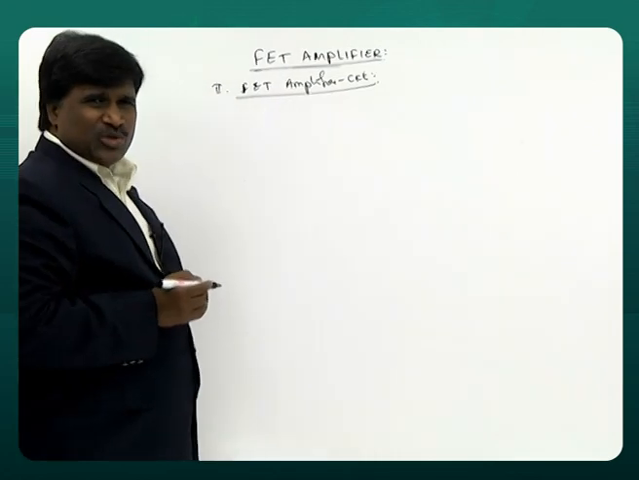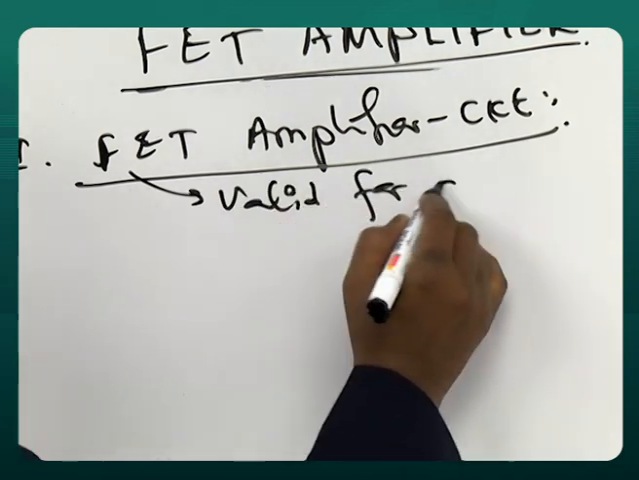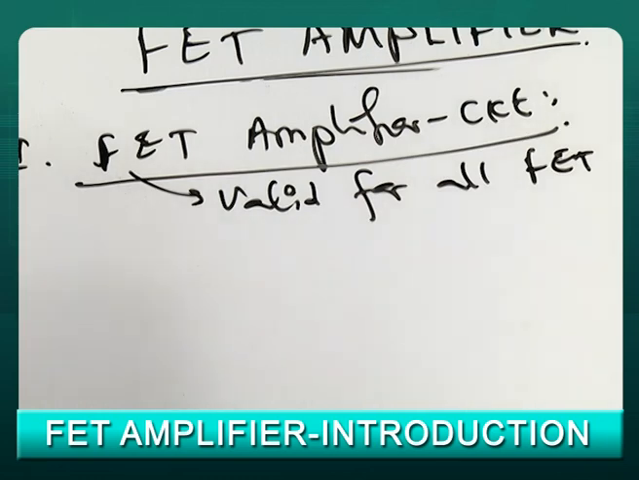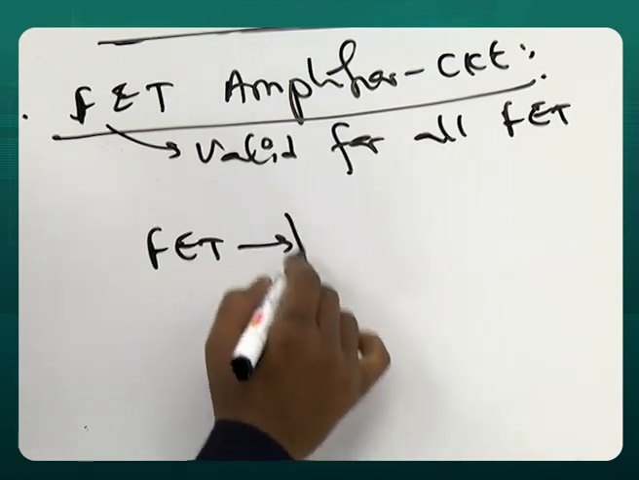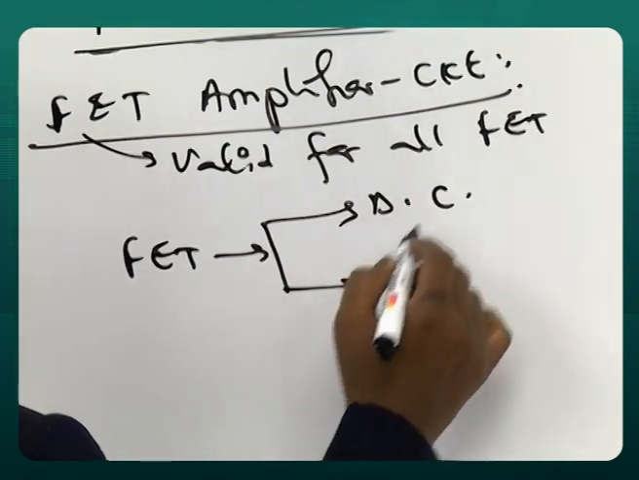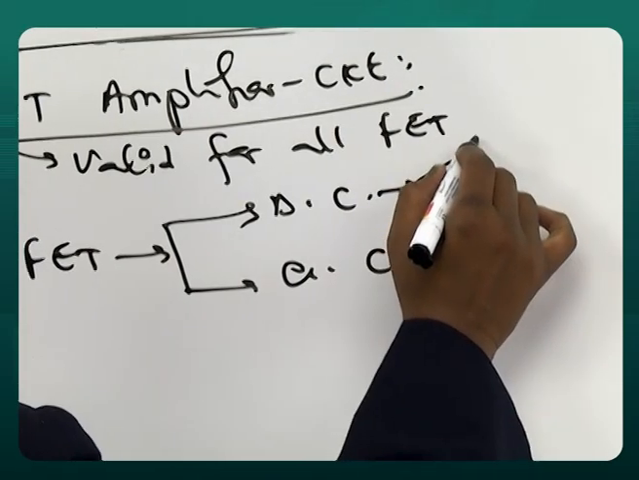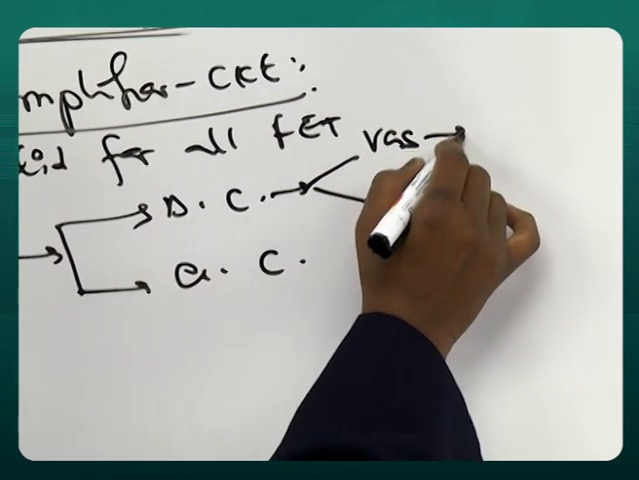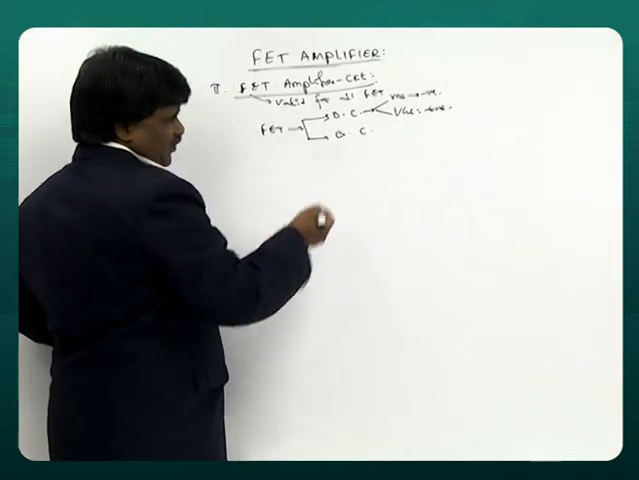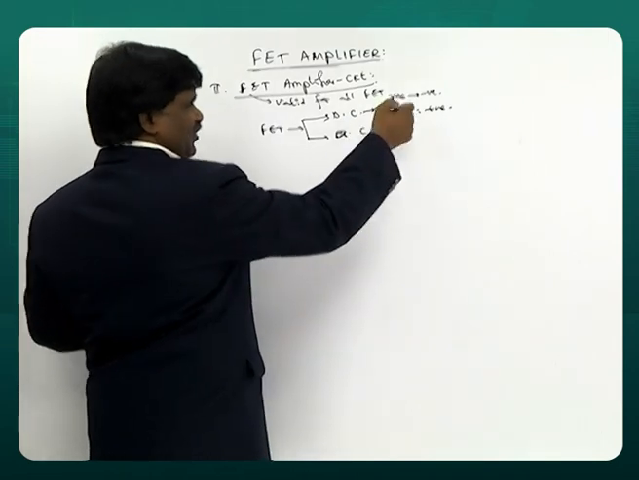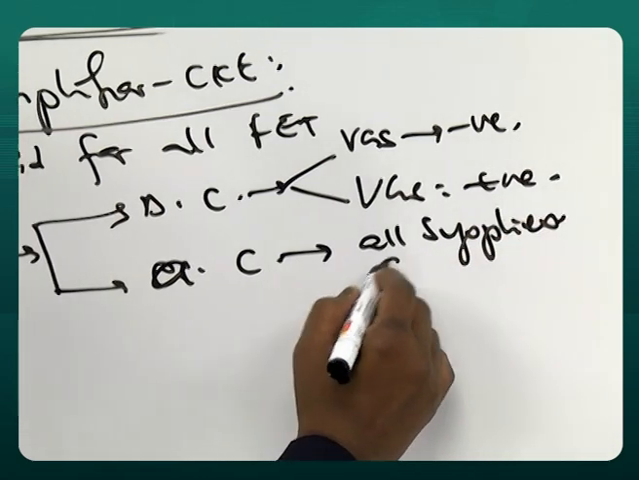The first question comes: which FET? This is valid for all FETs. Why? When you say FETs, there are two aspects. One is DC, second is AC. For DC, some devices require negative VGS, some require positive VGS. But when it comes to AC, all supplies will become grounded.